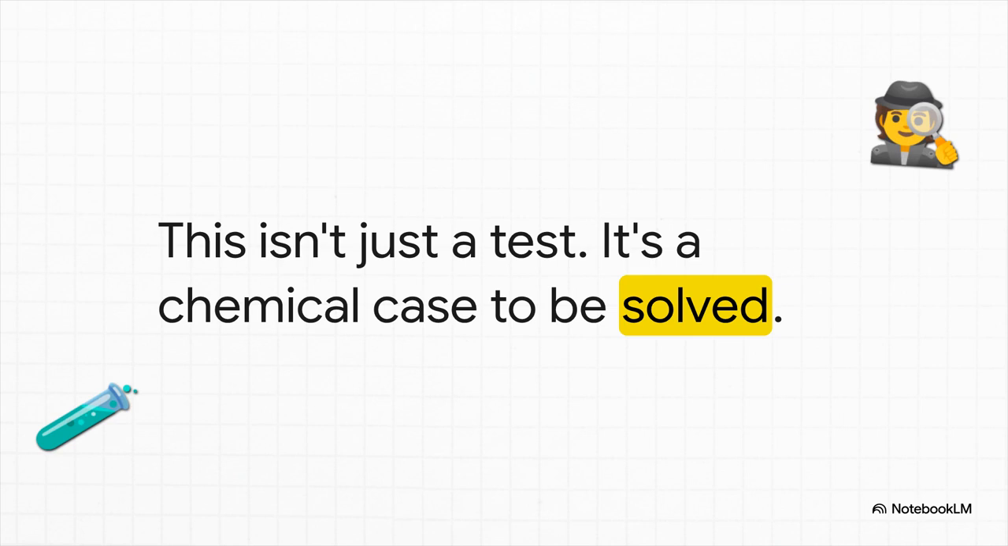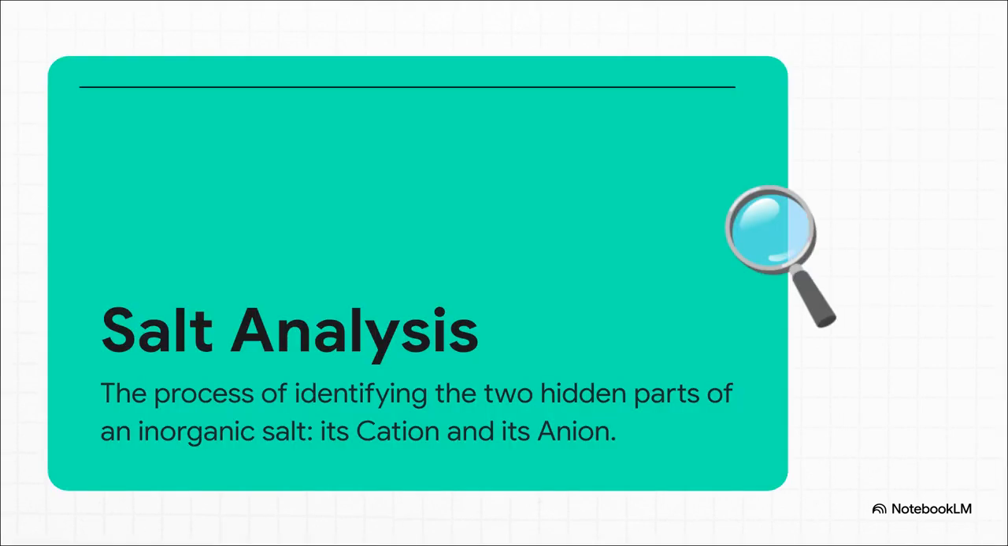It's all about deduction. Now, every salt, and I mean every salt, is made of two parts. Think of them as our two main suspects. We've got the cation, which is positively charged, and the anion, which is negatively charged. Our job? Find them both. You do that, and boom, case cracked.